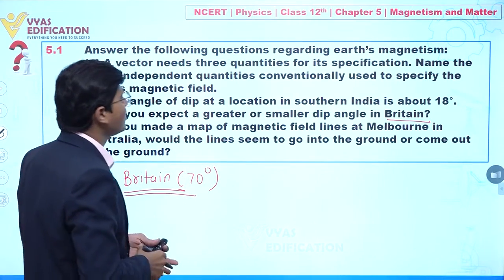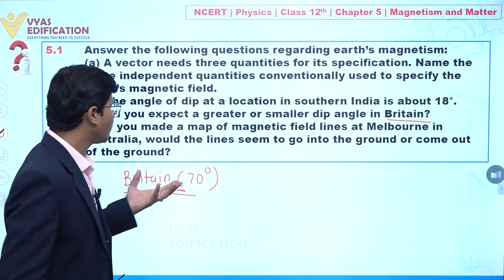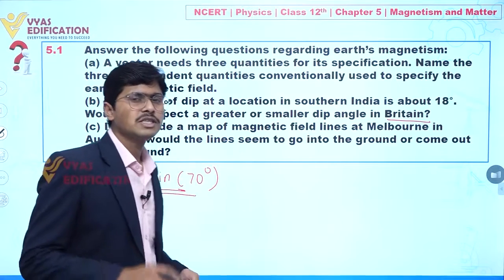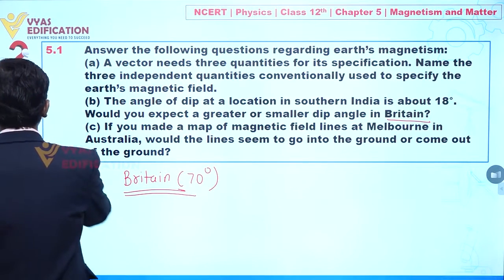So that's why we are saying if we go for Britain, at Britain we are getting an angle of dip equal to 70 degrees, clear to everyone. So this is all about part number B.